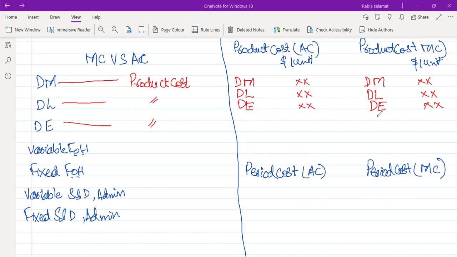When we treat any cost as a product, it is divided into sold and unsold units, whereas the period cost is charged 100% to the profit and loss account. Now, variable overhead is generally classified as product cost. Again, there is no conflict in marginal and absorption costing relating to the variable factory overhead. These are your product cost.